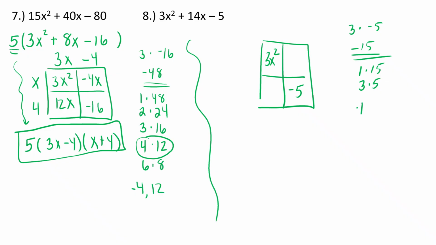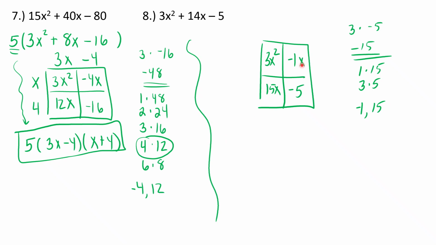To get a 14, the 1 has to be negative and the 15 would have to be positive. Quick double check before you put it in there. Negative 1 times 15 is negative 15. Negative 1 plus 15 is positive 14. So we'll have negative 1x and 15x.